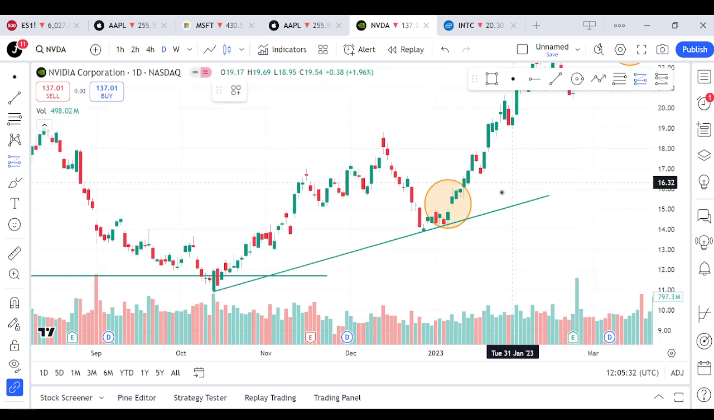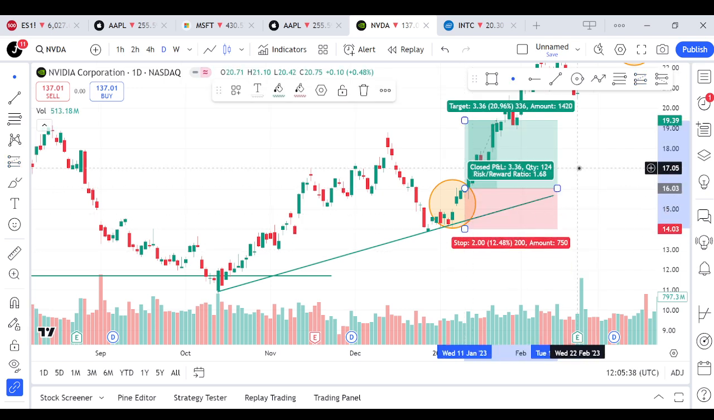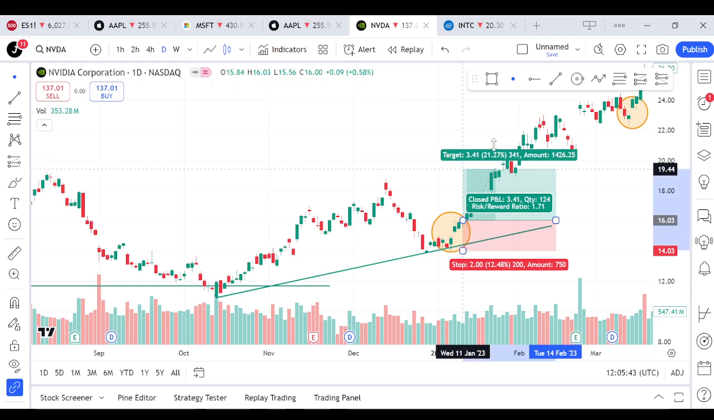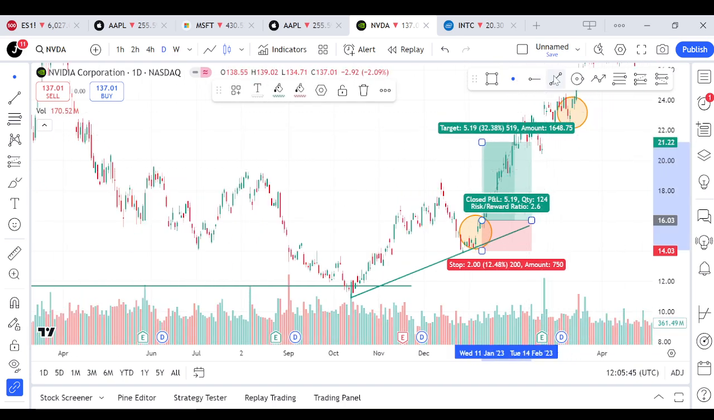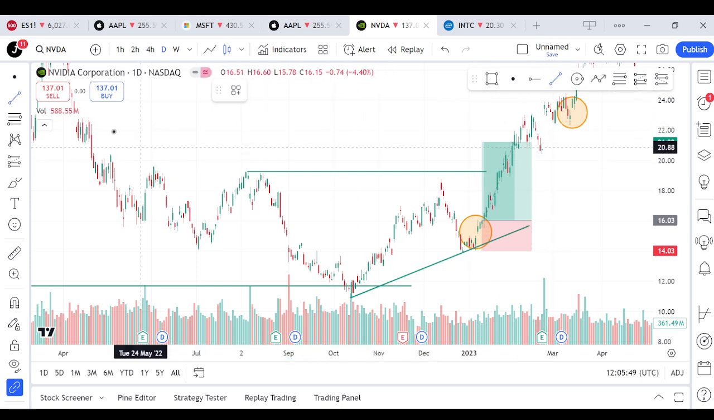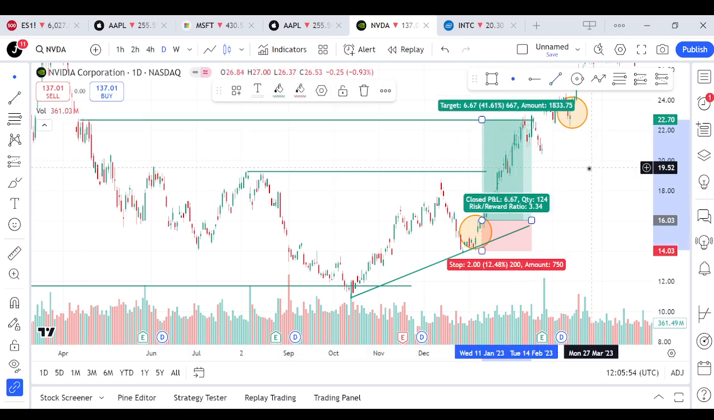So we just enter at the close of the third candle, confirming the trend, and stop losses below the overall pattern, the low of the first candle, and your take profits could be at significant resistance levels, or you could just target a fixed risk to reward ratio of 1:2 or 1:3 right here.